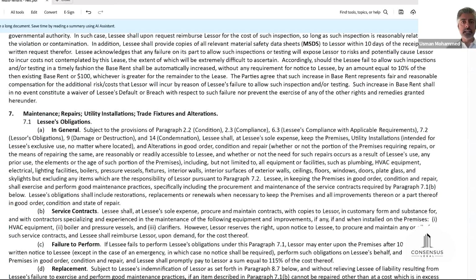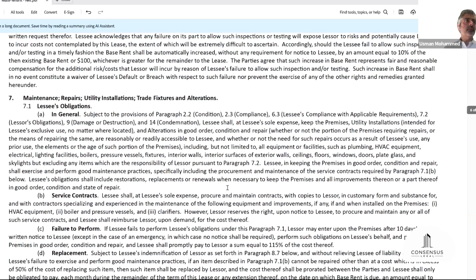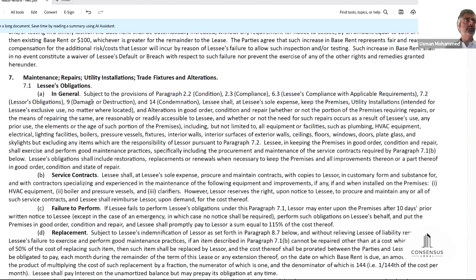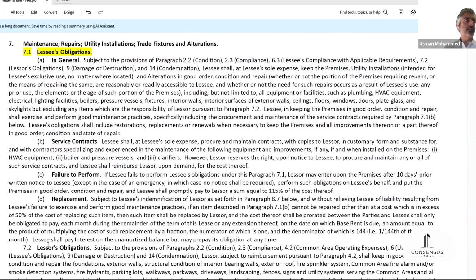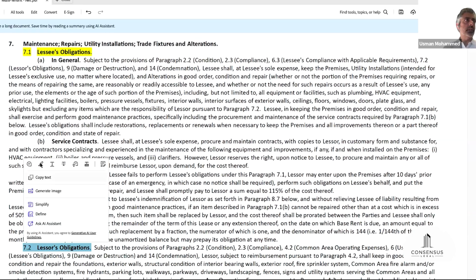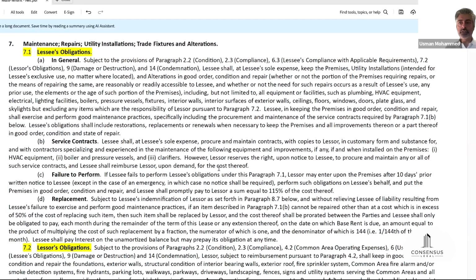So what I'm going to do now is I'm going to share the multi-tenant net lease, and hopefully you all can see that. Just to orient ourselves, paragraph 7.1 of the AIR CRE leases relates to lessee's obligations to repair and maintain, and 7.2 relates to lessor's obligations.